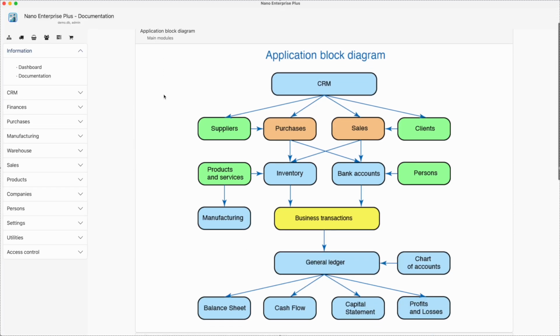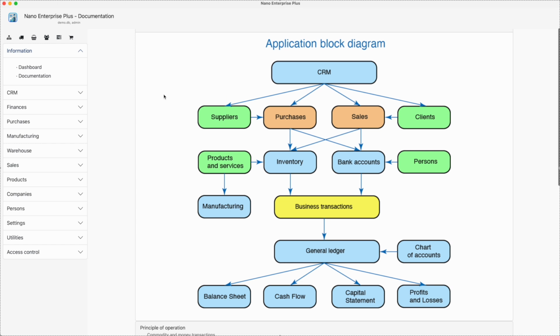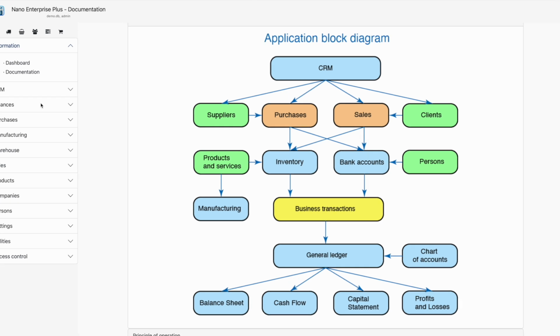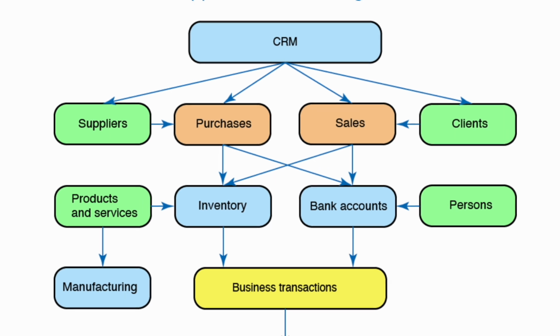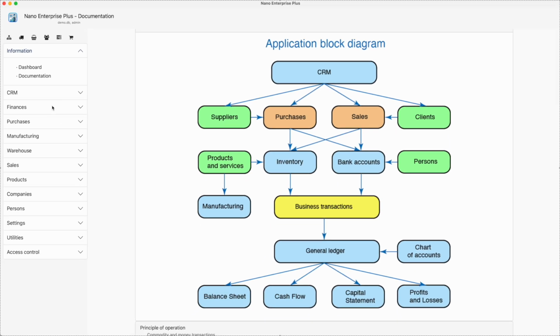The module diagram can be divided into two functional groups: data entry modules and analysis and reporting modules. Data entry modules simplify the entry of information into the Business Transactions Journal and include purchases, recording the receipt of goods from suppliers; sales, processing shipments to customers, accounting for returns; manufacturing, managing the assembly and disassembly of goods; inventory, movement, control of batches, serial numbers, and expiration dates; CRM, organizing work with customers and suppliers.